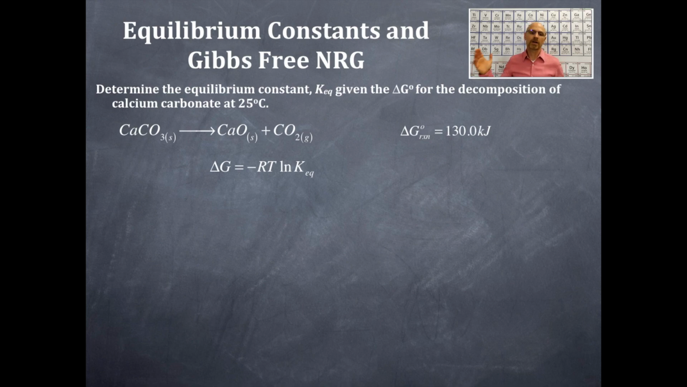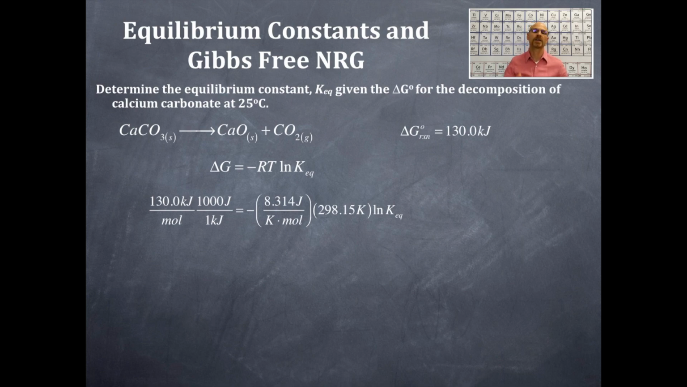All right, so now what we're going to do is plug in our values of what we know, and we're going to solve for the KEQ. So we've got on the left-hand side 130 kilojoules per mole times the 1,000 joules per kilojoule. That will enable us to cancel out the kilojoules. On the right-hand side of the equal sign, I have a negative sign. I got the gas constant at 8.314 joules per Kelvin mole times the 25 degrees Celsius in Kelvin temperature, and that would be 298.15 times natural log of KEQ.